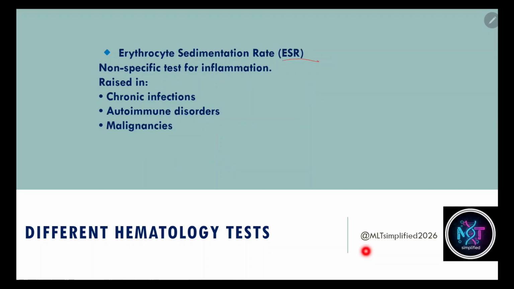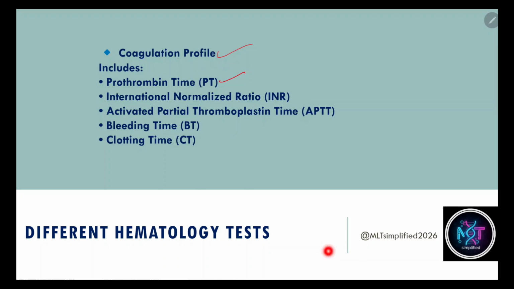ESR, erythrocyte sedimentation rate, is a non-specific test for inflammation. It does not diagnose the disease alone. It indicates that something inflammatory is happening inside the body, like chronic infections, tuberculosis, autoimmune disorders like rheumatoid arthritis, and malignancies. Coagulation profiles include PT, INR, APTT, bleeding time, and clotting time.